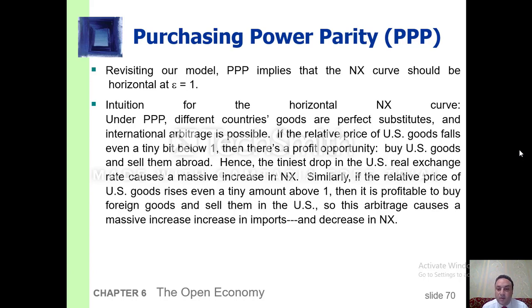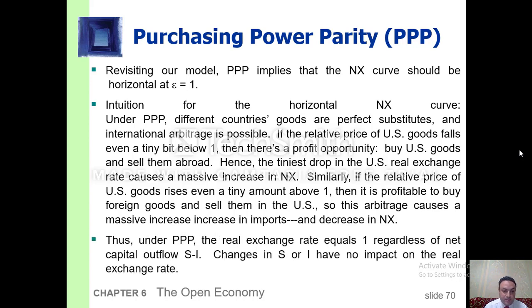If the relative price of the United States goods falls even a tiny bit below 1, then here is a profit opportunity, as you can buy US goods and sell them abroad. Hence, the tiniest drop in the US real exchange rate causes a massive increase in net exports. And similarly, if the relative price of the US goods rises even a tiny amount above 1, then it is profitable to buy foreign goods and sell them in the United States. So this arbitrage causes a massive increase in imports and decrease in net exports.